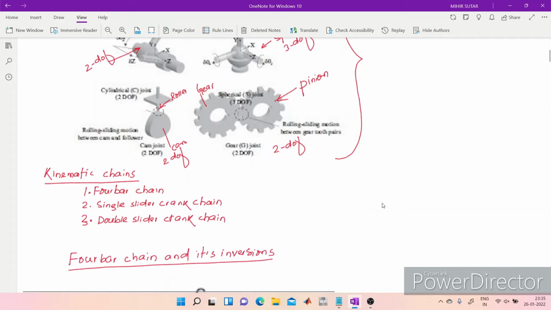Now, also in the last class we talked about a kinematic chain, and we discussed only the 4-bar chain. In general, in machine dynamics 3 possible kinematic chains are there. One is the 4-bar chain, which I have already told you. The first link will be connected to the last link.